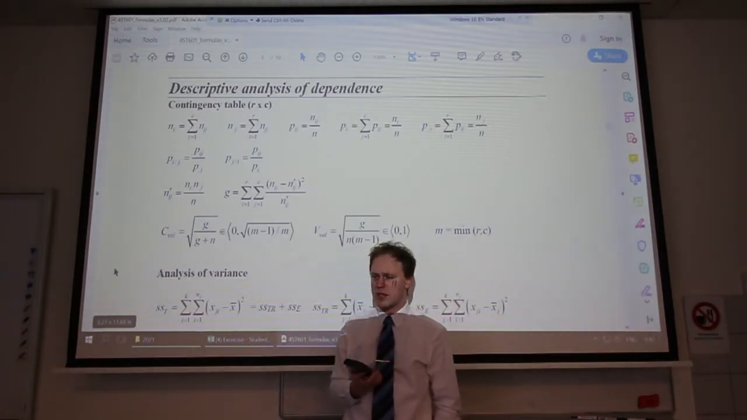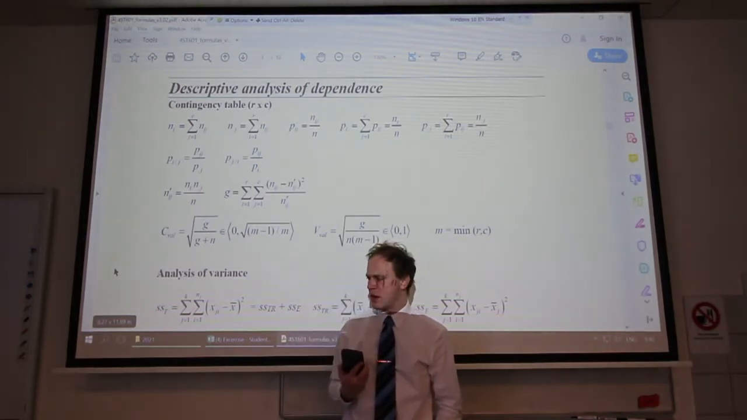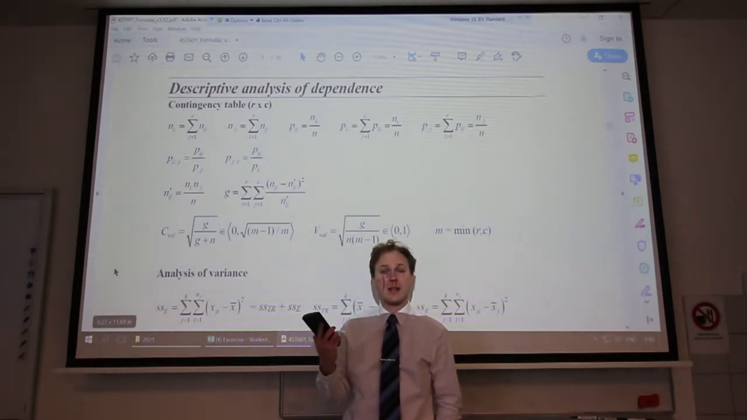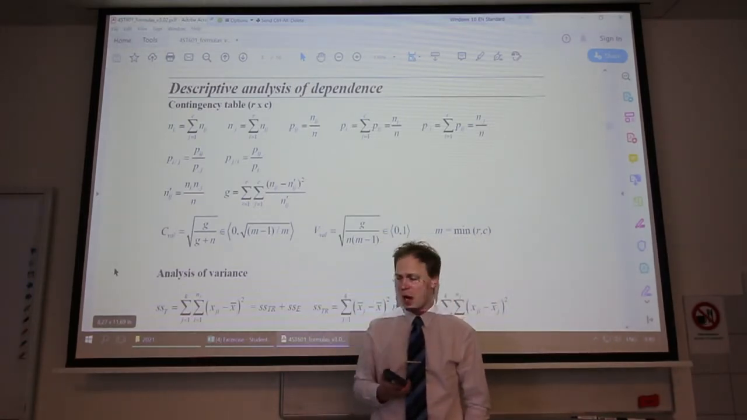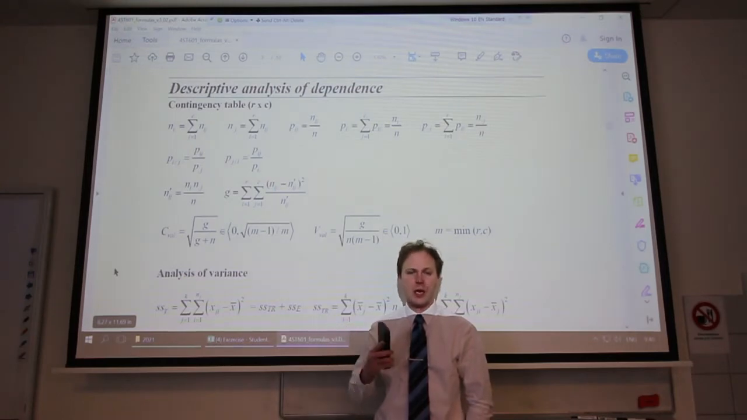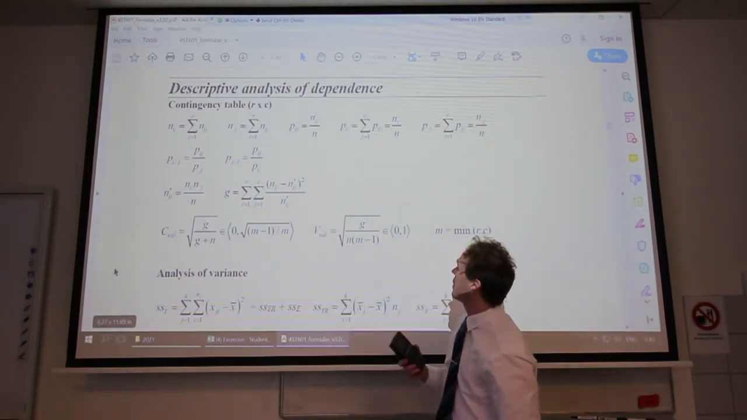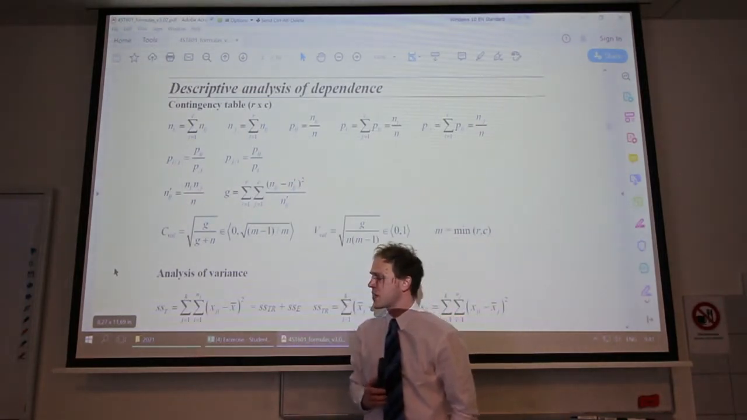It's necessary to know that this table has rows and columns. Inside this table we can observe frequencies, absolute or relative frequencies. Everything is still the same. Absolute frequencies are denoted by n, relative frequencies denoted by p. We are using indices i and j, i for rows and j for columns. So we will start with the first example.